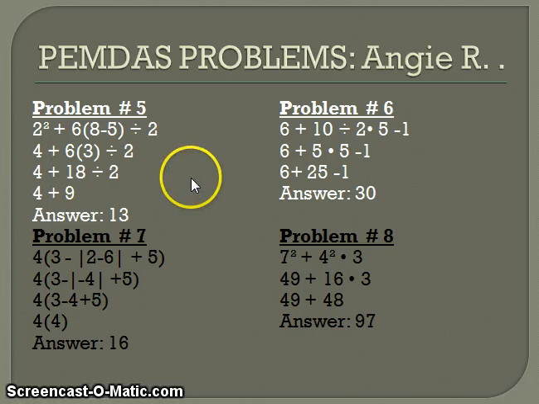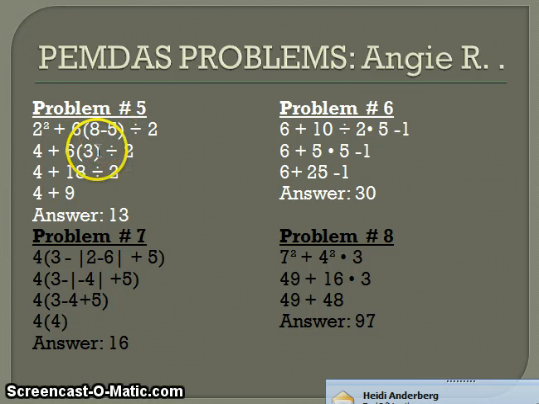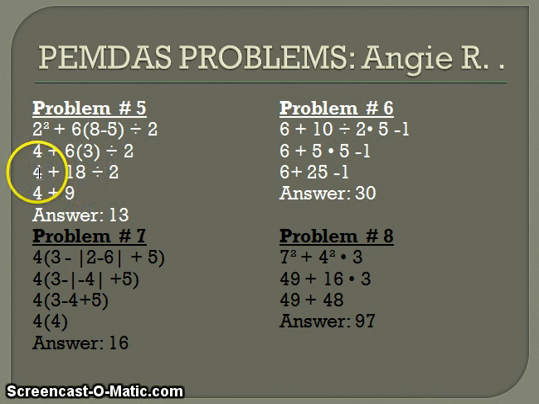For problem number 5, 2 squared plus 6 times 8 minus 5 divided by 2. Again, I do my grouping, so my parentheses first. 8 minus 5 is 3. I multiply that by 6, which gives me 18. So my problem now becomes 4 plus 18 divided by 2. Following the rules of PEMDAS, I divide 18 divided by 2, which is 9. So I get 4 plus 9, which is 13.